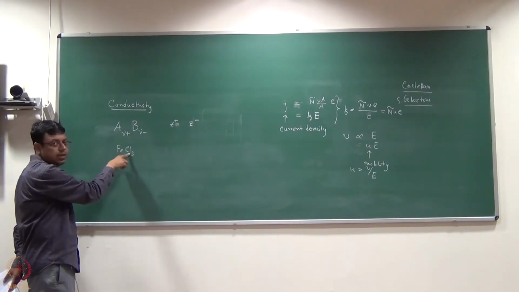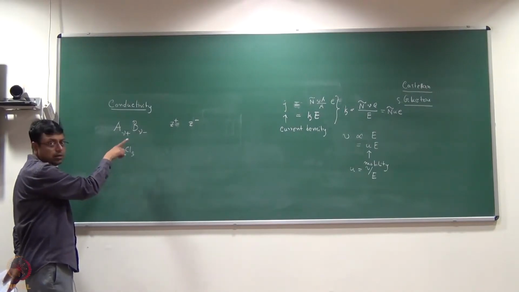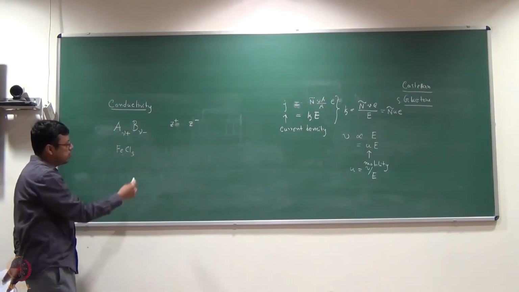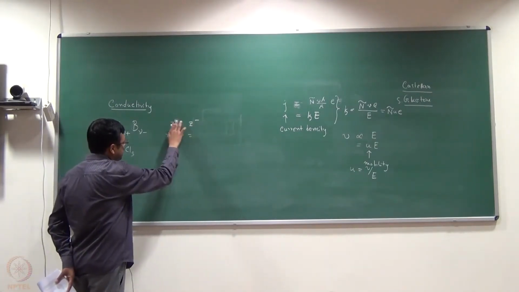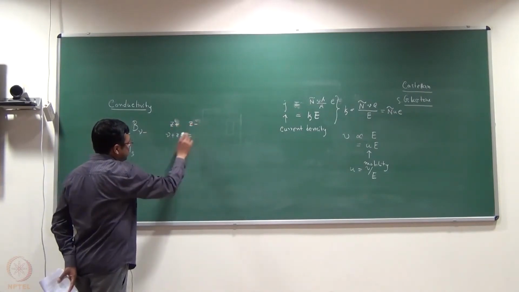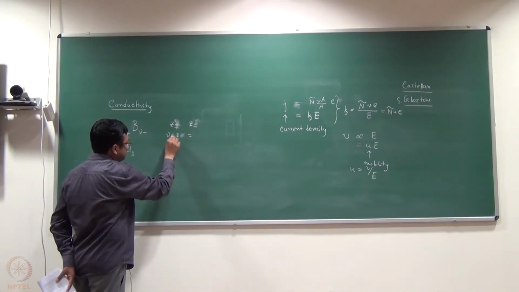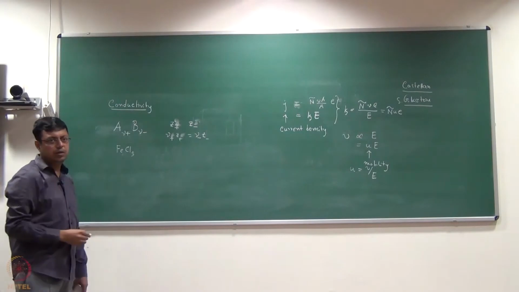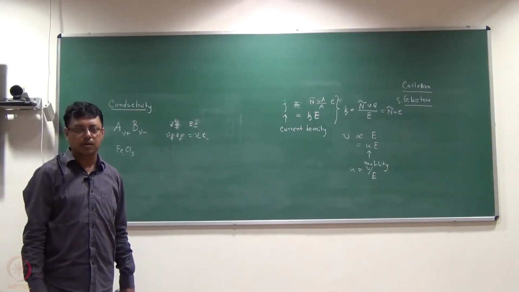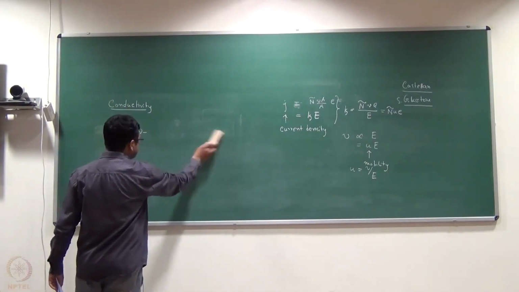A is iron, B is chlorine, right? So ν+ is 1, ν− is 3. So Z+ is basically +3, Z− is −1. Always, of course, for electrical neutrality, I should have ν+ Z+ must be equal to ν− Z−. That's the condition for electrical neutrality. Clear? Alright. Now the question is, what is the current density for this species?